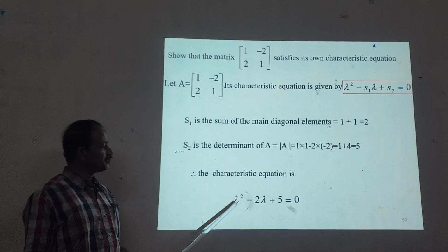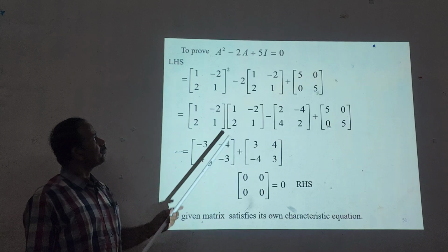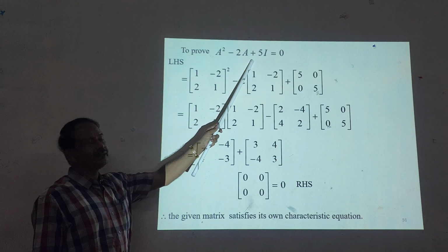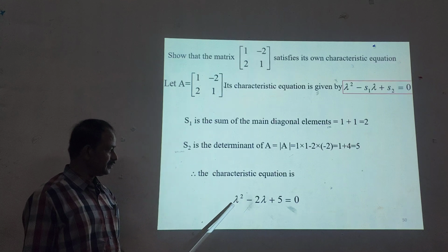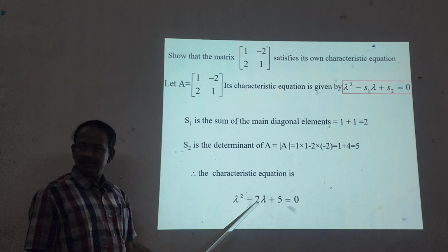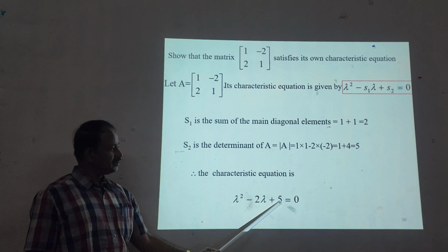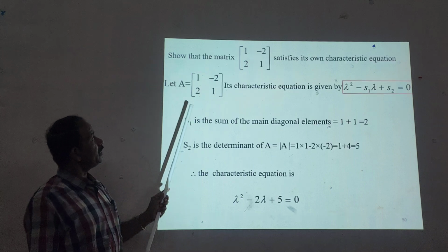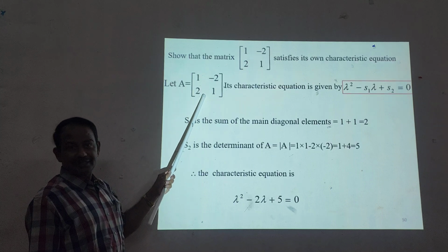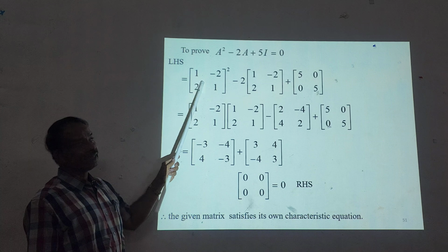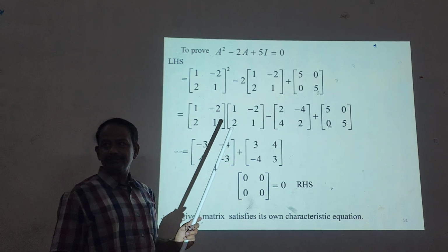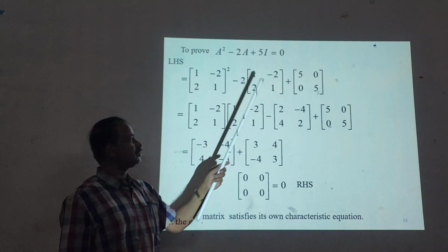So for that, what you are going to do is change lambda into A. Change lambda into A. So you have A squared minus 2A plus 5I equal to 0. Correct? A squared minus 2A plus 5I, which is equal to 0. Okay. Now we know already A is here. A is given. So A squared minus 2A plus 5I. 5I is nothing but [5 0; 0 5].